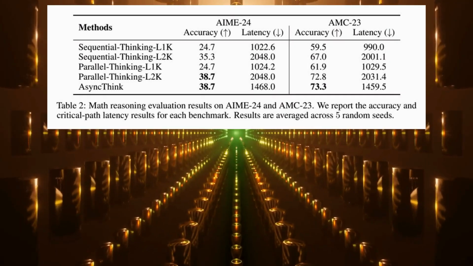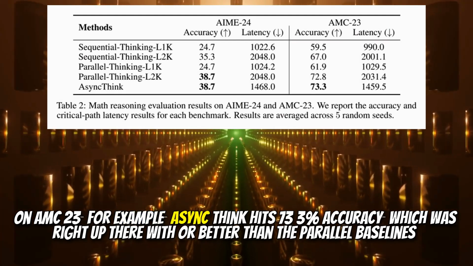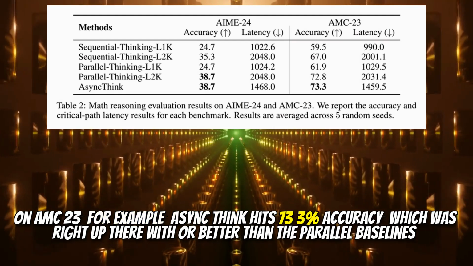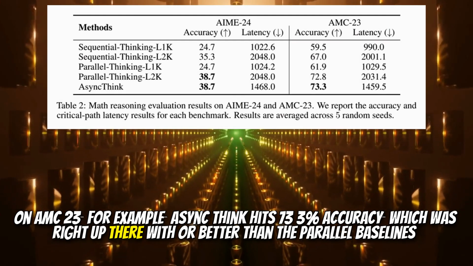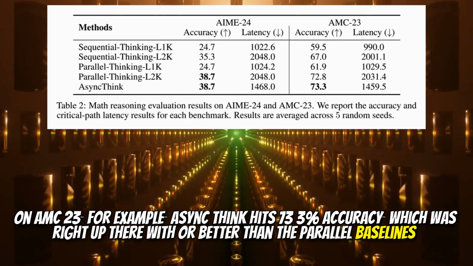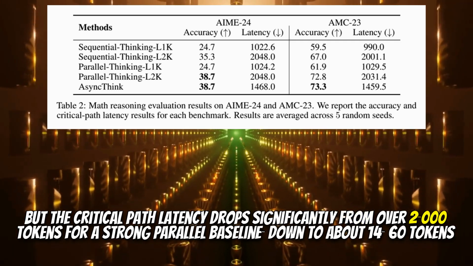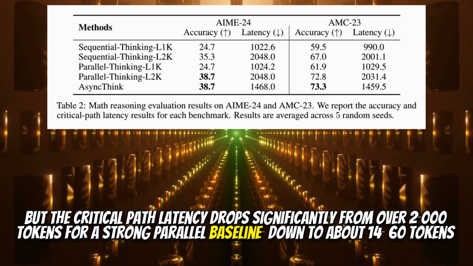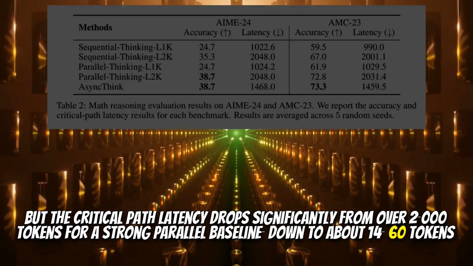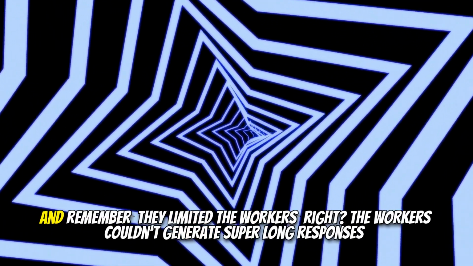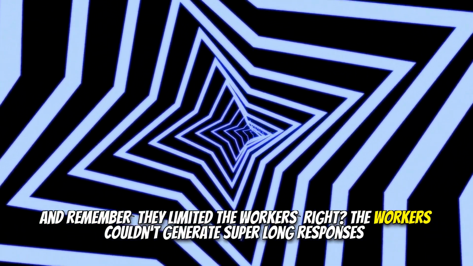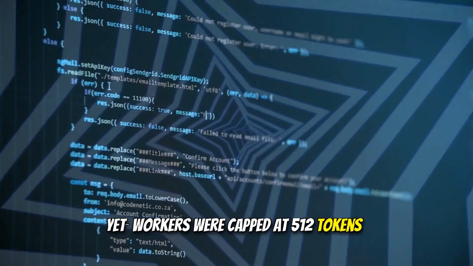They really did. On AMC 23, for example, AsyncThink hit 73.3% accuracy, which was right up there with or better than the parallel baselines. But the critical path latency dropped significantly, from over 2,000 tokens for a strong parallel baseline down to about 1,460 tokens for AsyncThink. That's a big drop. And remember, they limited the workers, right? The workers couldn't generate super long responses. Yeah, workers were capped at 512 tokens.